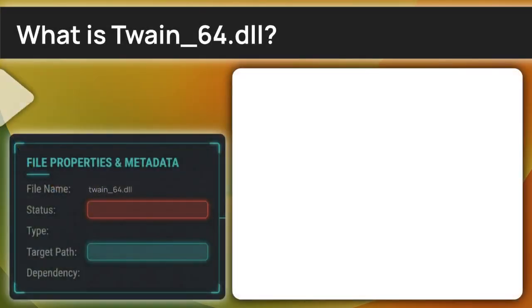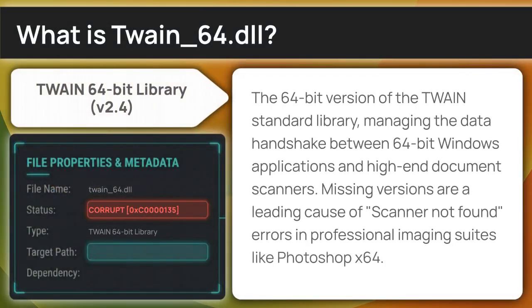This is the TWAIN 64 library, the 64-bit version of the TWAIN standard library, managing the data handshake between 64-bit Windows applications and high-end document scanners. Missing versions are a leading cause of scanner not found errors in professional imaging suites like Photoshop X64. With the explanation out of the way, let's refresh the affected files.